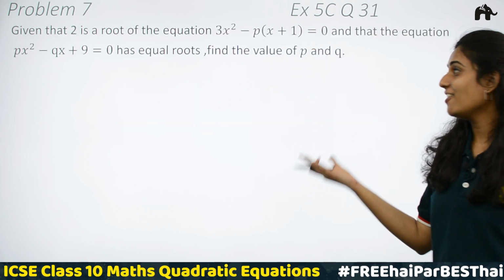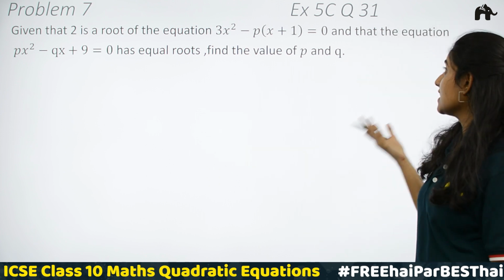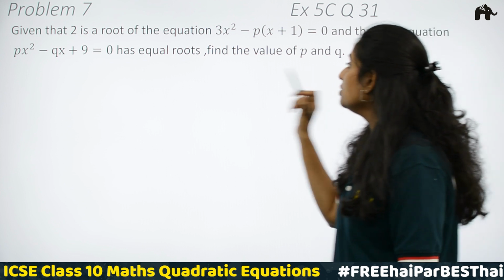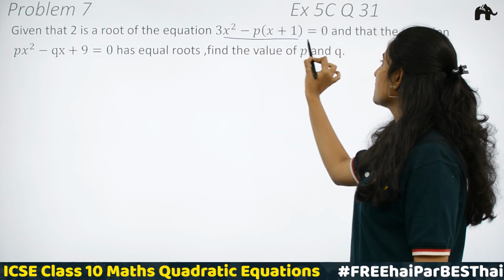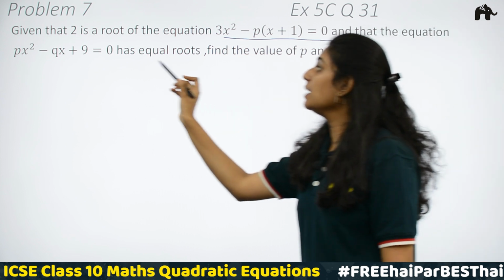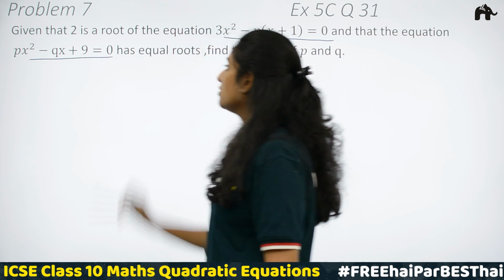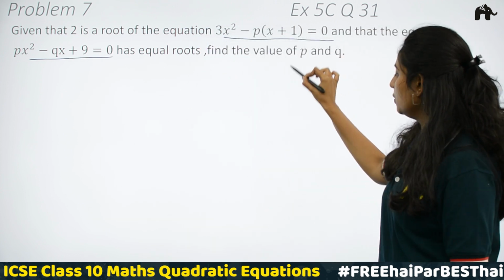Here we have our last problem for today, problem 7, question 31 of exercise 5C. Given that 2 is the root of the equation 3x square minus p into x plus 1 is equal to 0 and that the equation px square minus qx plus 9 is equal to 0 has equal roots. Find the value of p and q.